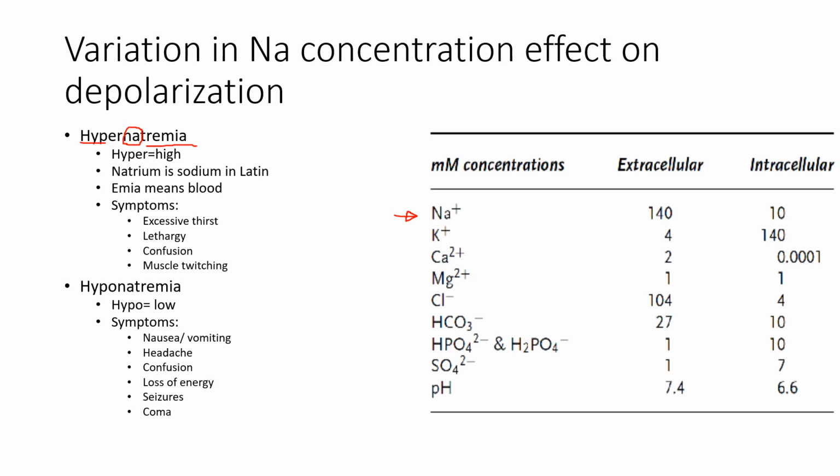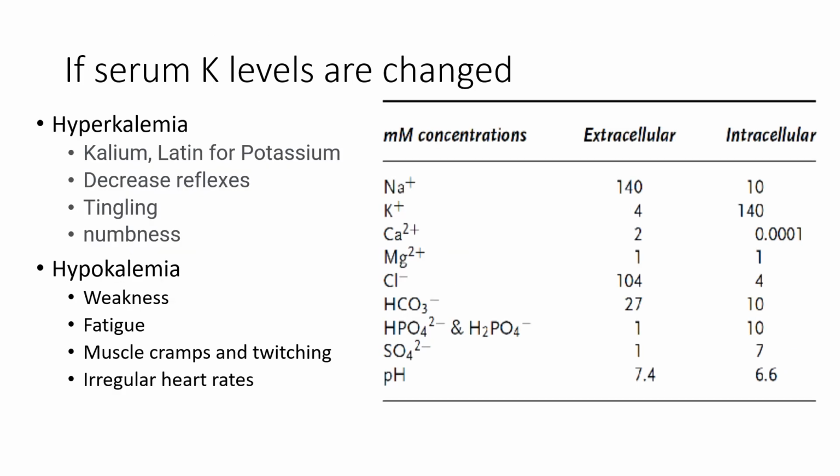You also have hyponatremia. We talked about what natr means, sodium. Emia, we talked about it, blood, and hypo means below. So it means low sodium in blood, and this will actually end up causing nausea, vomiting, confusion, loss of energy, seizures, and coma. Again, if this is too low, it will decrease the speed here. So over here, it increases the speed that it can go in, so it will end up causing twitching. In hyponatremia, it will decrease the speed of the change.